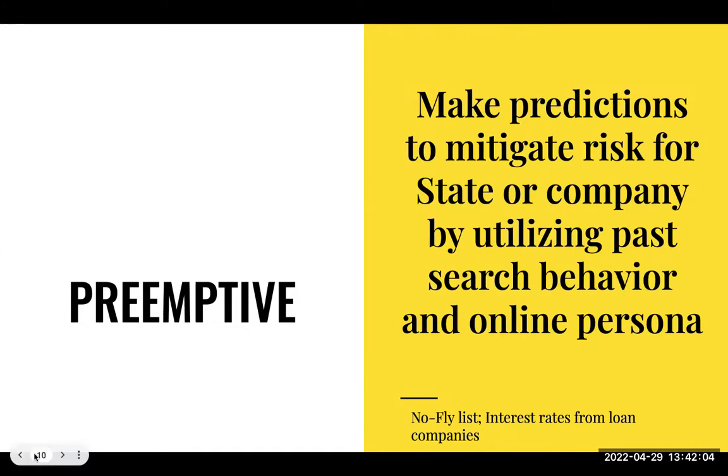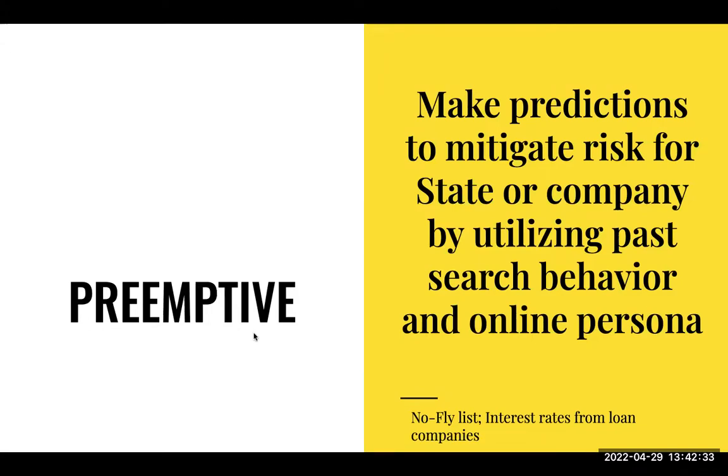The last kind is preemptive. Again, sometimes you might refer to this as presumptive. This is where the focus moves from what the anticipated goals or the stated goals of the user are, and instead moves the focus away to presumptions on what the user's level of risk might pose to the state, to the company, etc. These are the most opaque algorithmic systems that are available.